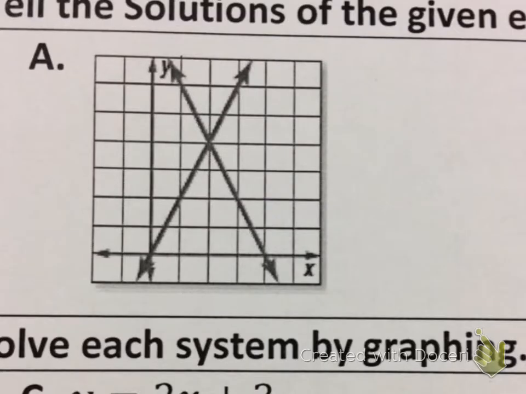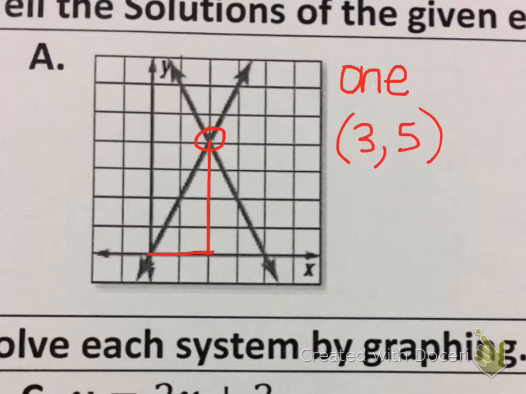So what we're going to do now is we're going to look at each of these graphs and tell how many solutions they have. Because these two lines intersect in one exact solution here, we know that they have one solution, and we know that we can write that ordered pair. So we went over 3 and up 5 from the origin. So our ordered pair and point of intersection would be 3, 5.